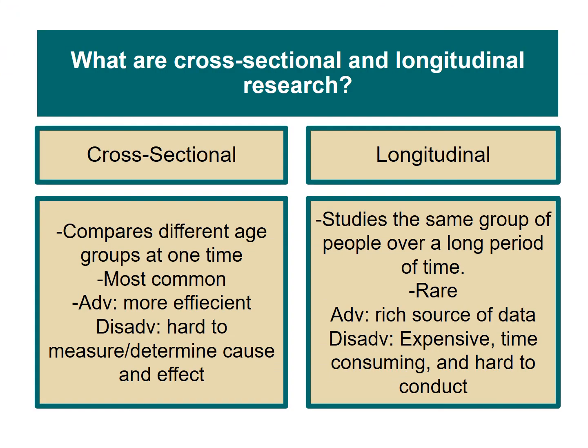We've got two types of research as well. We've got cross-sectional and longitudinal. These words, again, they define themselves. Cross-sectional compares different age groups at one time. Most common type and advantage, it's more efficient to do different age groups at one time. Disadvantage, it's hard to measure and determine cause and effect.